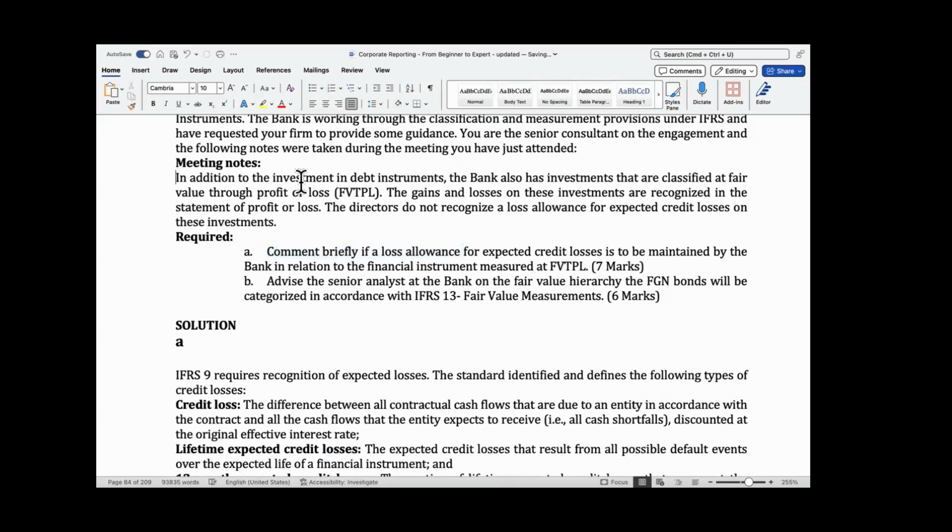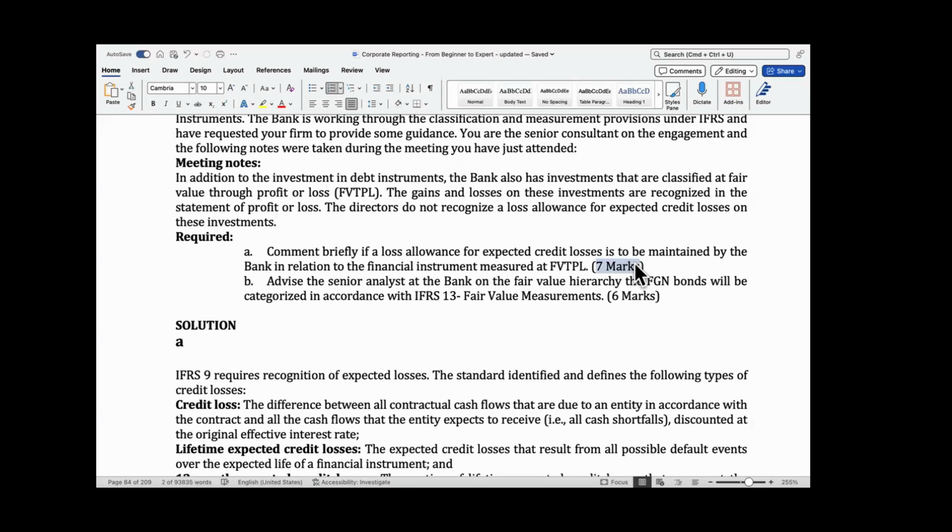They said that in addition to the investment in debt, the bank has also investments that are classified as fair value through P&L. The gains or losses on these investments are recognized in P&L. The directors do not recognize loss allowance for ECL on these investments. So comment briefly if a loss allowance for expected credit losses is to be maintained. So these are 7 marks. Again, the first thing you need to do is explain the principle.